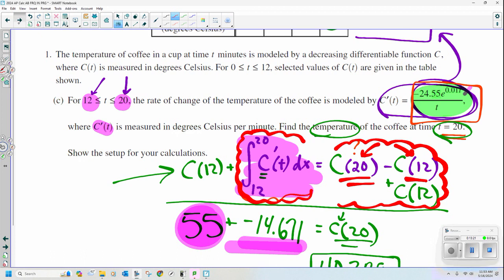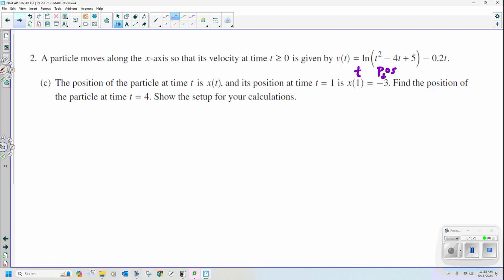2C. Bam. And let me explain. All right. They give us x of 1 is negative 3. They want us to find x of 4 at time 4. That's what we're trying to find, all right?